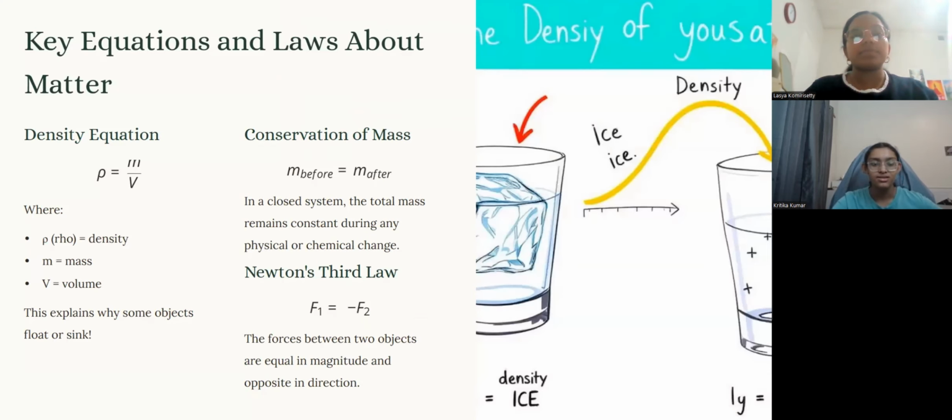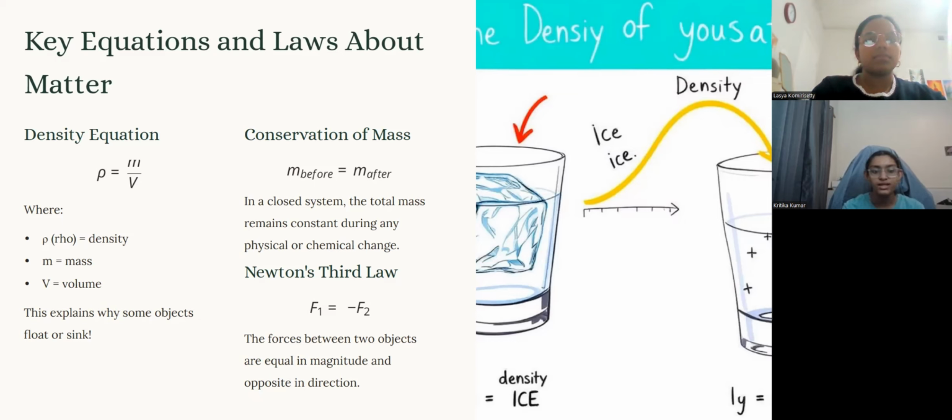Okay, so now we're going to talk about a few key equations and laws about matter. Let's start off with density. So the density equation is density equals mass over volume, ρ = m/V. Notice how that's a capital V, so capital V stands for volume, and lowercase v stands for velocity, so don't confuse the two of them. This symbol is called rho, and it represents density, m represents mass, and capital V represents volume.